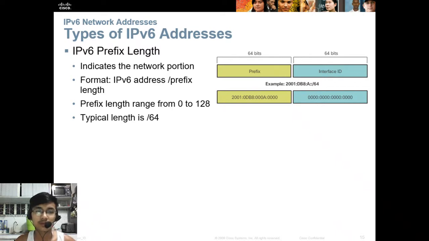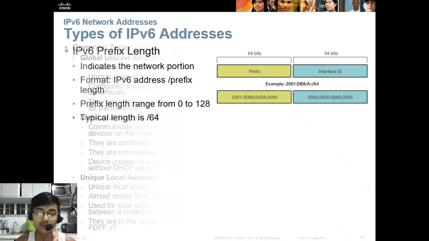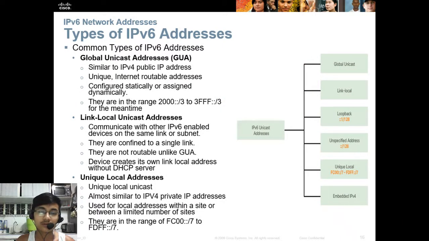IPv6 prefix length indicates the network portion. IPv6 address slash prefix length. Prefix length ranges from 0 to 128. Typical length is /64. We have these common types of IPv6 addresses. The global unicast addresses are similar to IPv4 public IP addresses, unique internet routable addresses, configured statically or assigned dynamically. They are in the range of 2000 to 3FFF for the meantime.